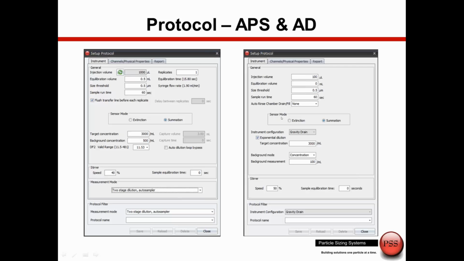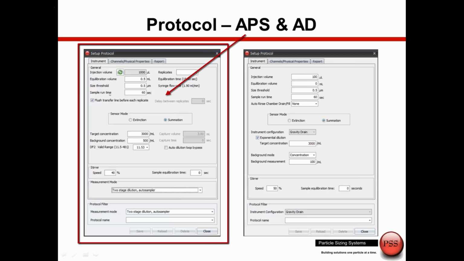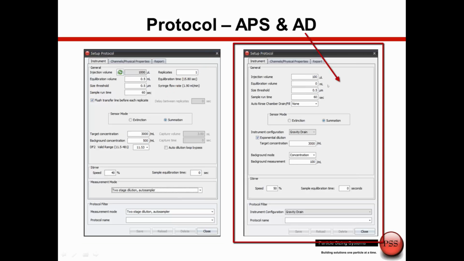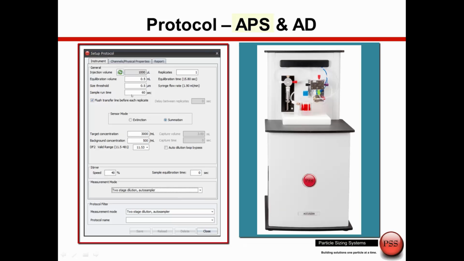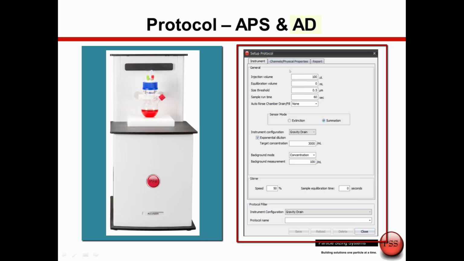Here I'm showing the protocol windows on the left for the AccuSizer APS and on the right for the AccuSizer AD. The AccuSizer APS is our dual-stage dilution system. Here we can put information such as what volume we are putting into the system, what size we begin our measurement at, and also our DF2, which is how we decide what dilution ratio we want to work at. Down here we choose the measurement mode, and on the right we see the setup for the AccuSizer AD, which is our single-stage exponential dilution system.